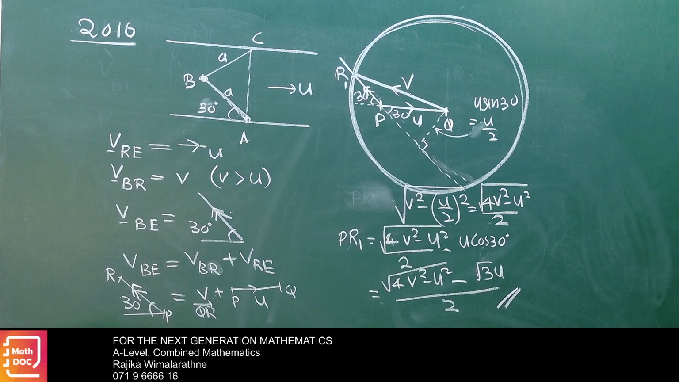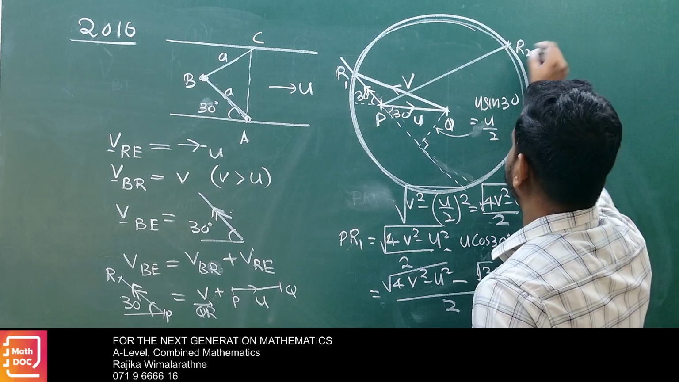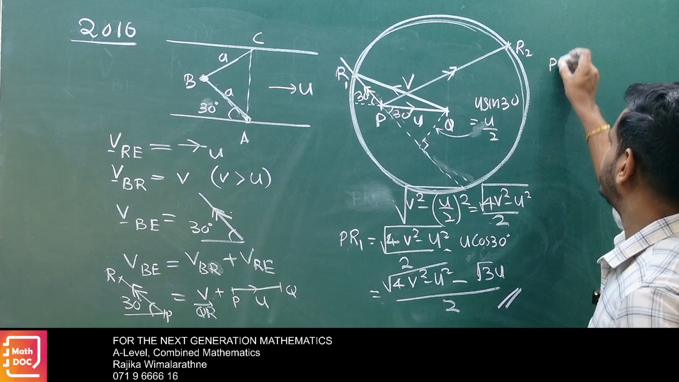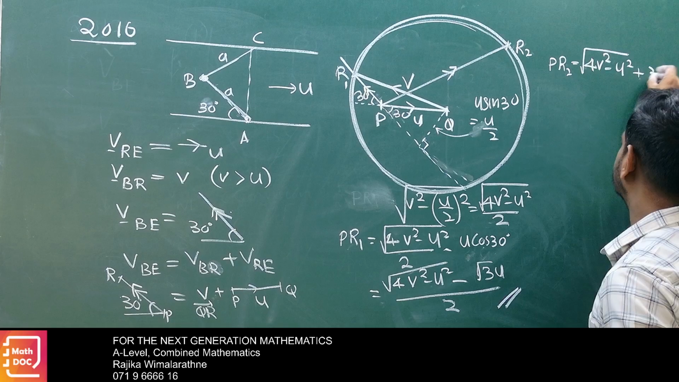Okay, then B to C motion. Then B to C motion, this says. Now it looks like this. Here R2. Then in this case also we can find that. Here this remaining length will be PR2, no? Then we had subtracted U cos 30, no? Now we have to add. Then PR2 is root of V squared minus U squared, plus root 3 U, divided by 2. Likewise we can deduce that, no?